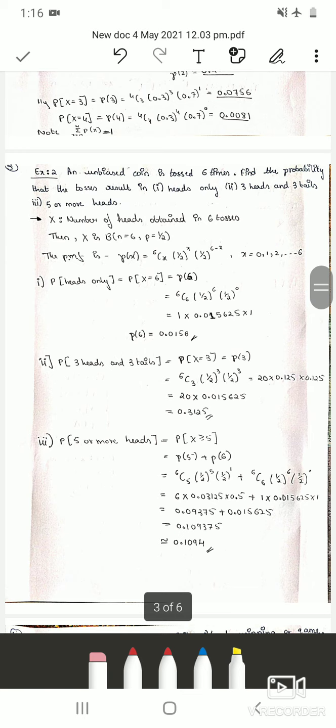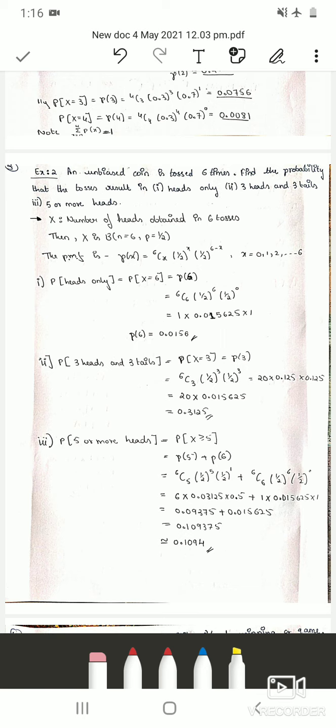So let us see the next problem. An unbiased coin is tossed 6 times. Find the probability that the tosses result in 1 head only. The second sub question is 3 heads and 3 tails. The third sub question is 5 or more heads.